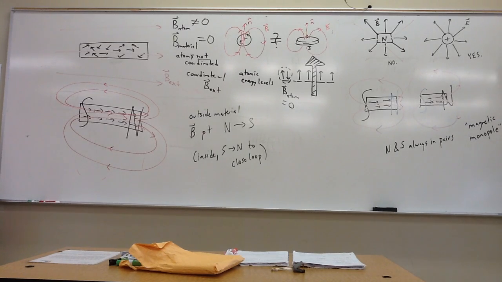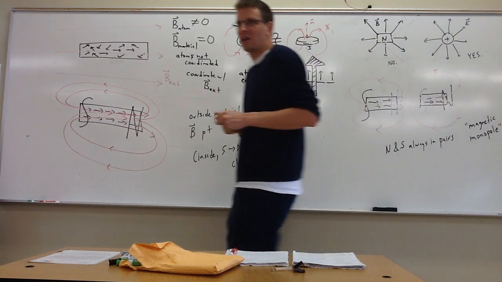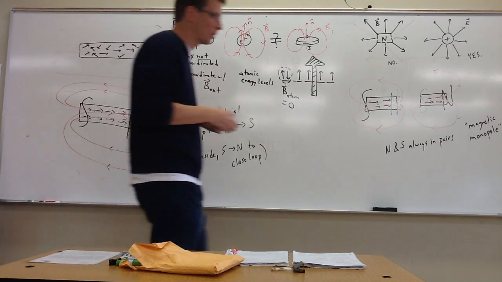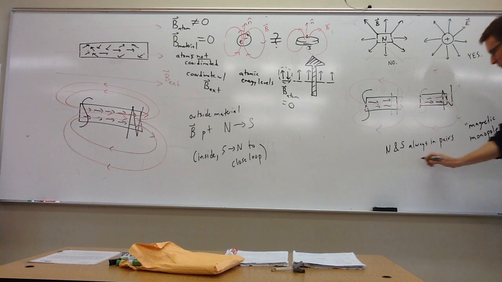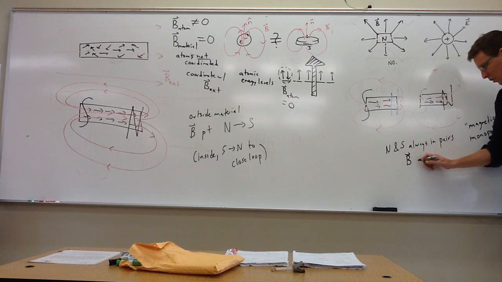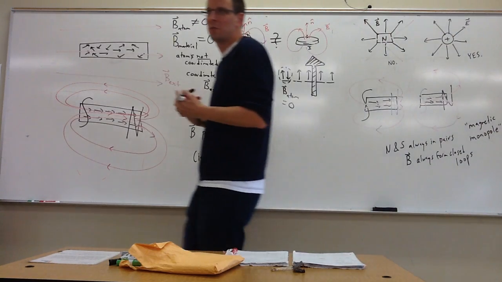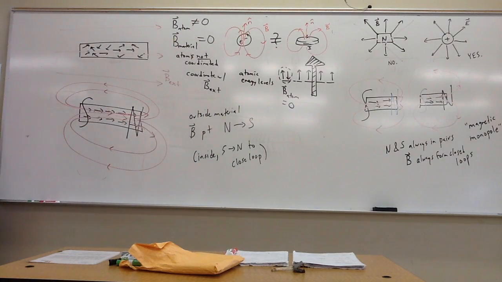So one of the consequences of this is that if north and south poles always appear in pairs, what that means is that magnetic field lines always form closed loops. Magnetic field lines always form a closed loop. They always loop around. They come out of the north, go into the south, and then close the loop inside the material.